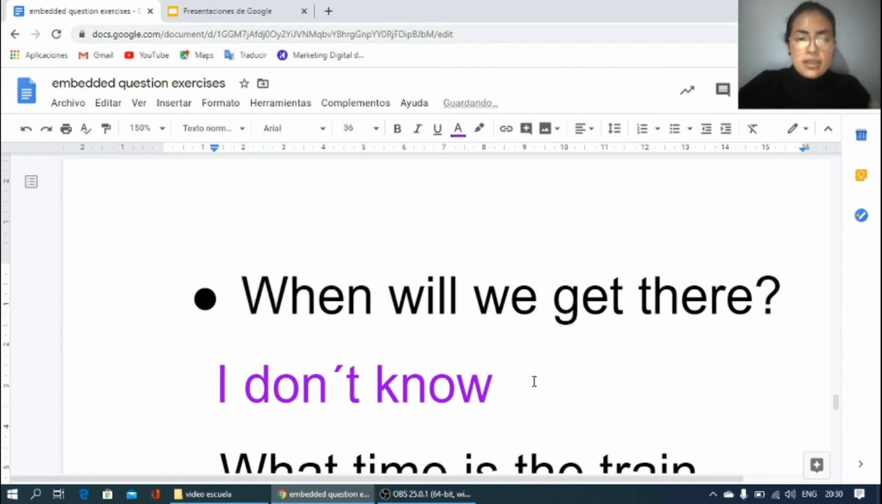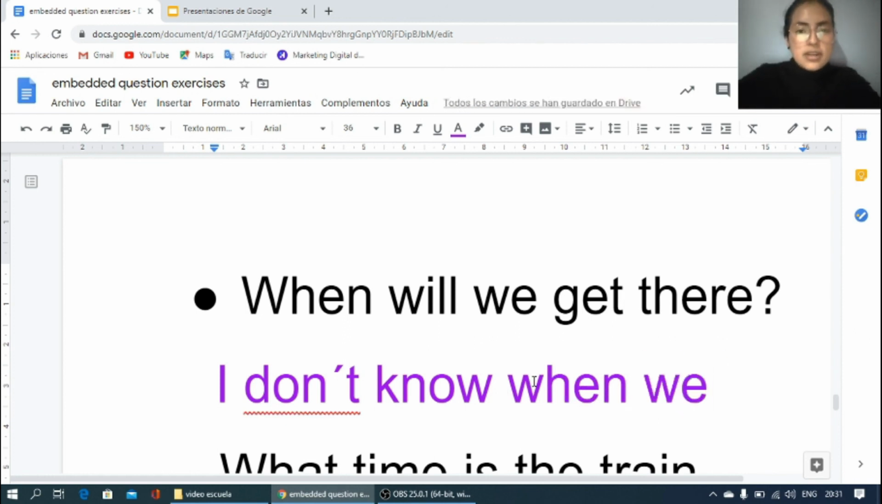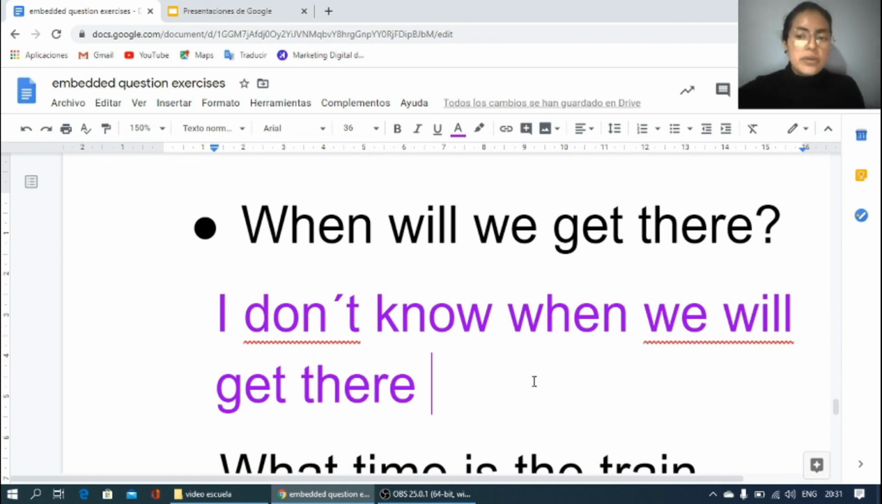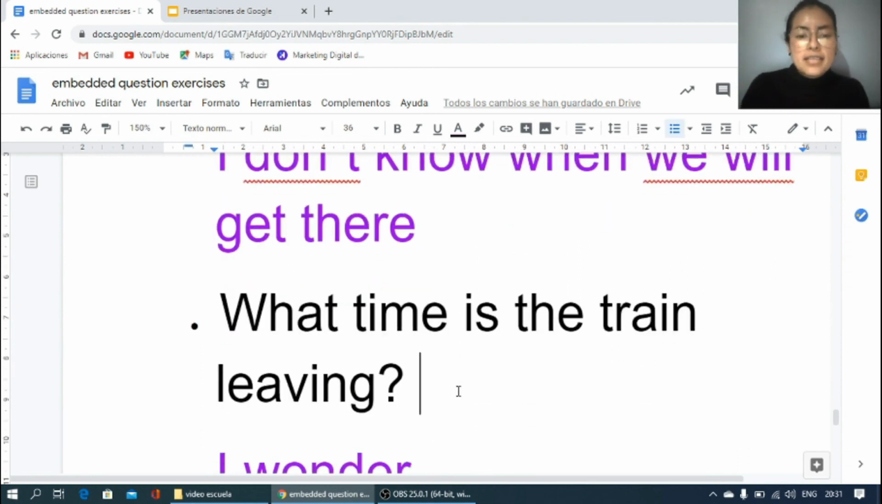The same. The question word, the WH question, where, when, the subject, we. In this case, the auxiliary of the future will, and the verb get, and the complement there. Okay, I don't know when we will get there. In this case, I don't have to write the question mark. Okay, let's start with this.